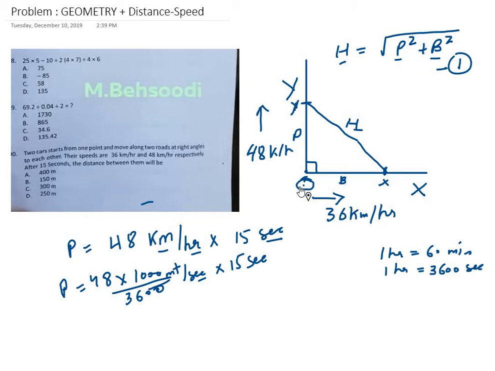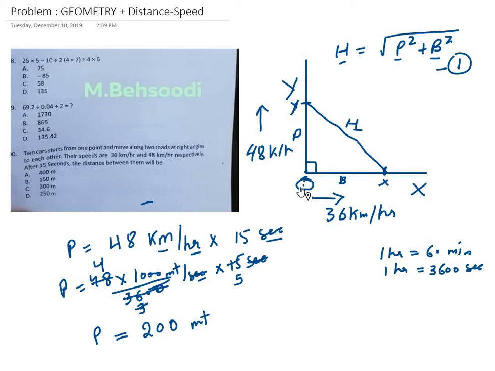So the two zeros will cancel out. We can cancel out 36: 12 threes are 36, 12 fours are 48. And this 3 will cancel out with this 15, leaving 5. So 5 fours are 20. This second will also get cancelled out. 5 fours are 20, and one 0 from here. So it is 200 meters.